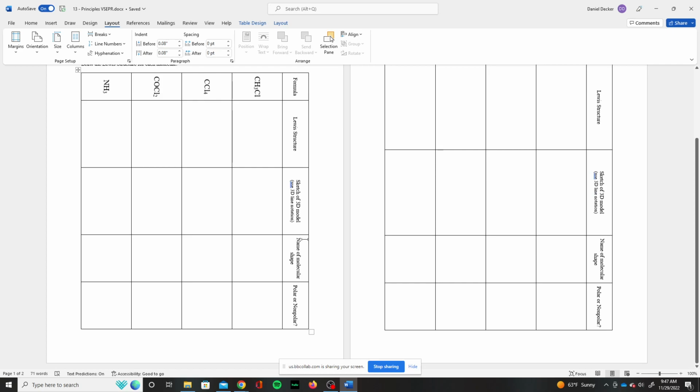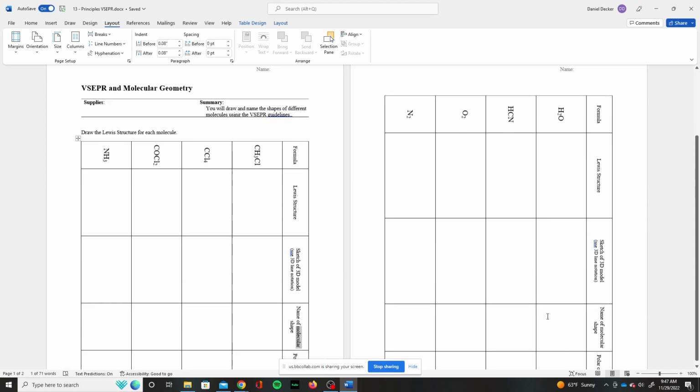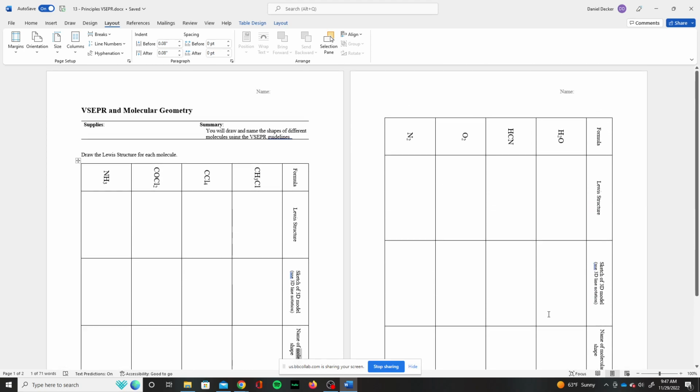And then the other 2 things you're going to find for each molecule is the molecular shape and then whether the molecule itself is polar or nonpolar. So again, this is the molecular shape, not the electron shape, not the electron geometry, it's the molecular geometry that you're going to put in here. And that is pretty much it for this. It's pretty simple and straightforward in terms of what I'm looking for. It's just a matter of making sure you get the right answers for each of those.